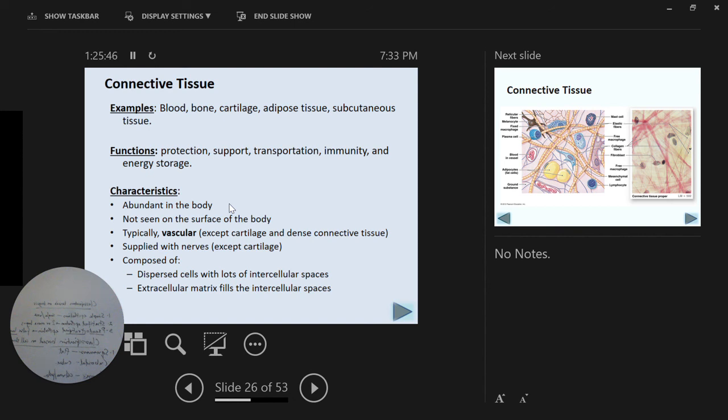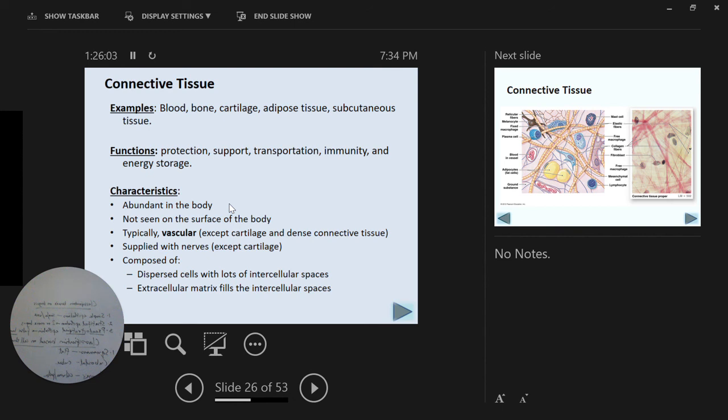Now, functions. From the word connecting, from what they do, these guys: bone, you already know they are protecting, right? Bone, you already know they are supporting, right? Blood, you already know they are transportation, right?